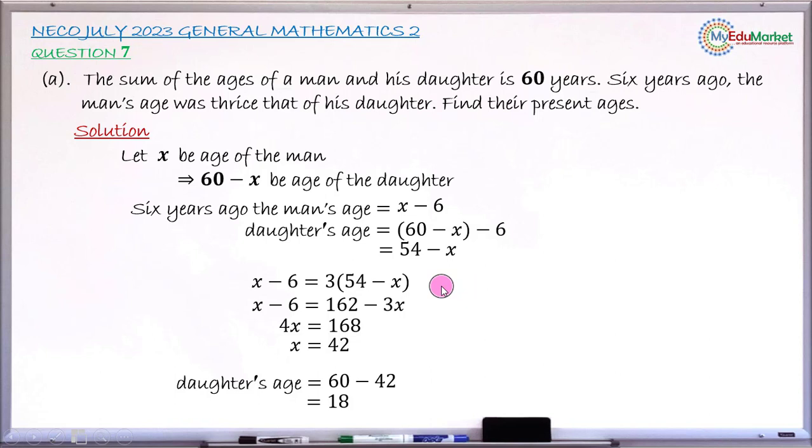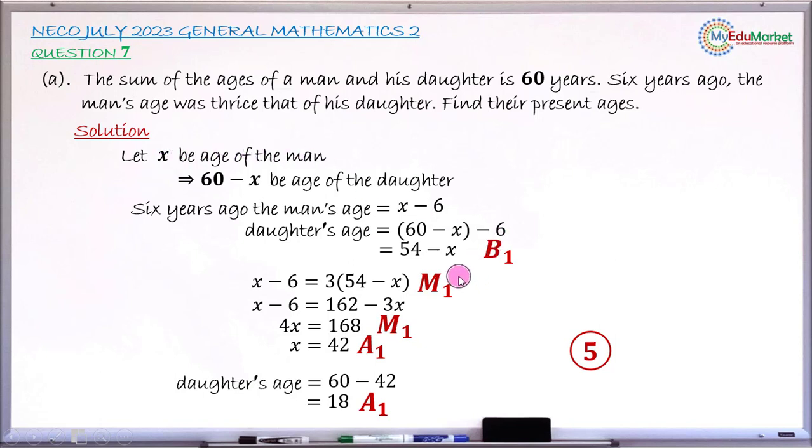So let me quickly share with you how marks are distributed according to the marking scheme of this NECO July 2023. The very first mark in this question is the bonus 1 mark. This bonus 1 mark is given when you have an expression for the age of the daughter 6 years ago as 54 minus X. It can equally be the age of the man 6 years ago if it were X that you related to be the age of the daughter.